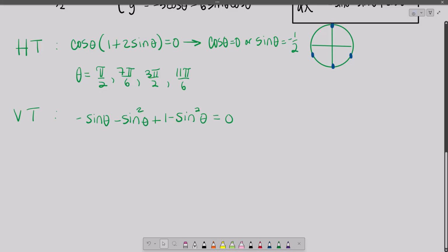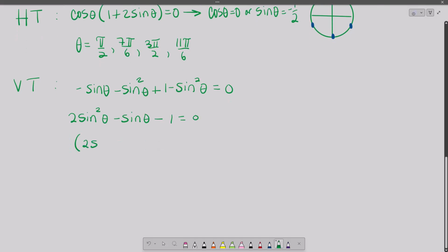So let's think about moving everything to the other side so the sine squareds are positive. We want a leading coefficient that's positive. It's just easier. So 2 sine squared plus sine minus 1 equals 0. Two sine squared. It's like, wait, that's not factorable. Yeah, now it is. Now it's factorable. So this is 2 sine theta. This is sine theta.